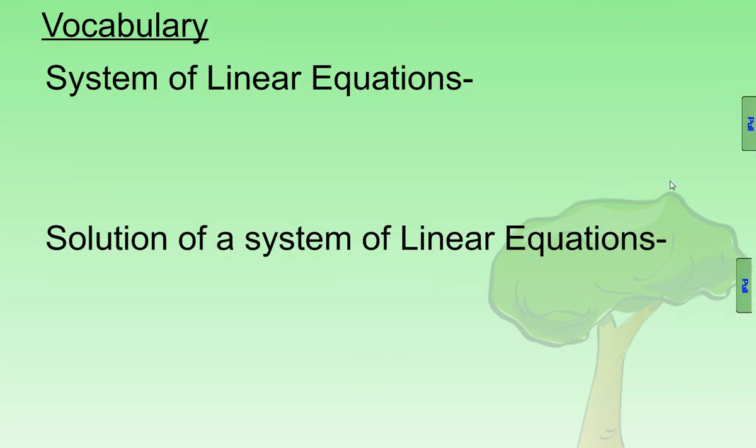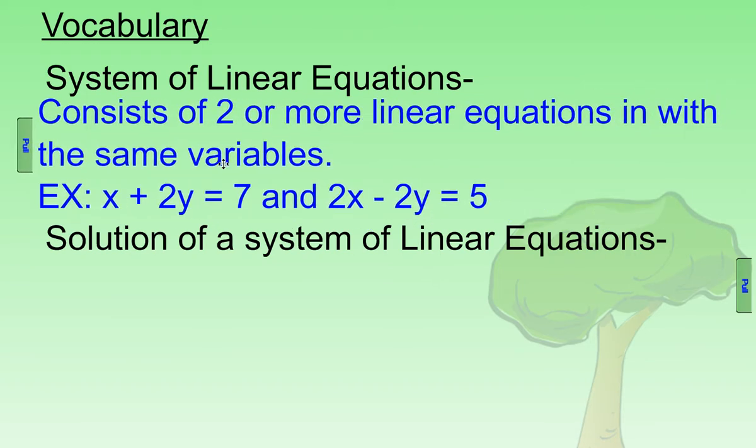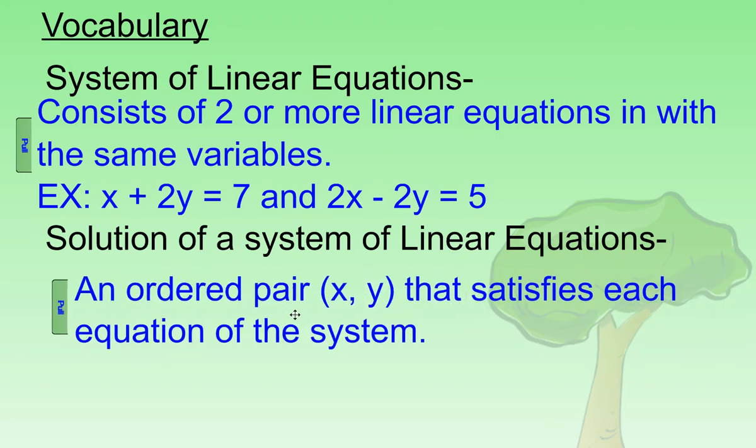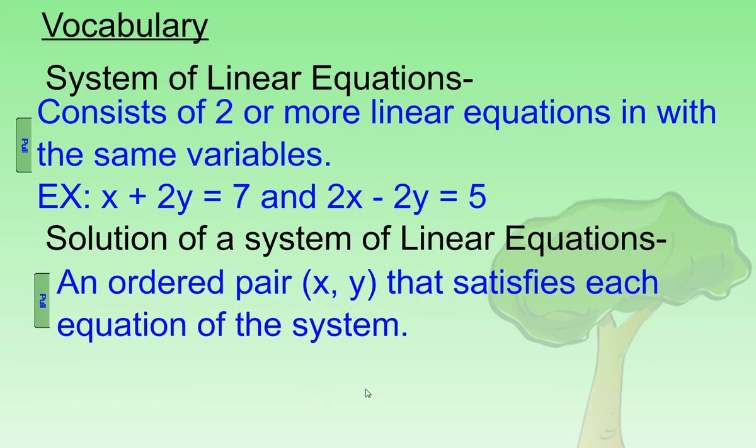And we're going to see how that kind of applies to these equations throughout the lesson today. So the first vocabulary word is the system of linear equations. It consists of two or more linear equations with the same variables. That's old news. And the solution of a system of linear equations is an ordered pair, x and y, that satisfies each equation of the system. And that's old news as well. So we've seen both of these vocab words before.